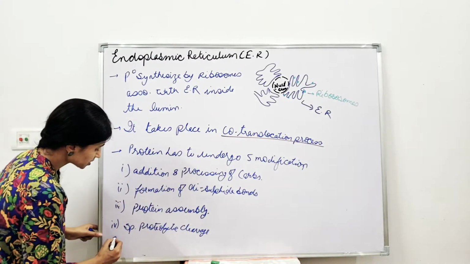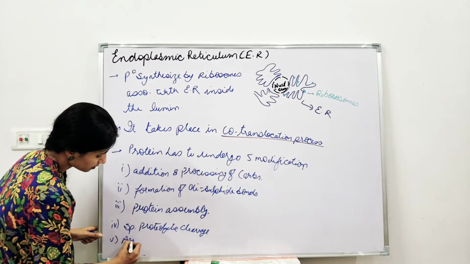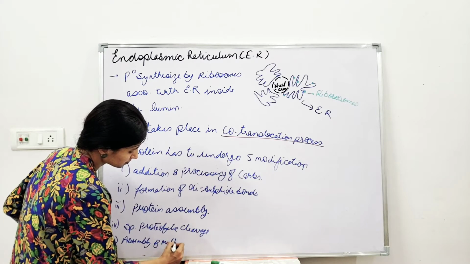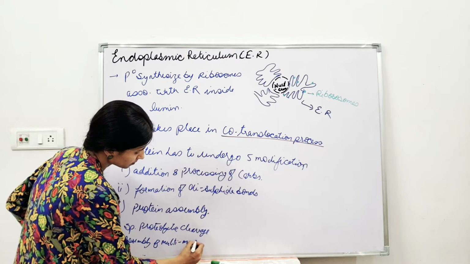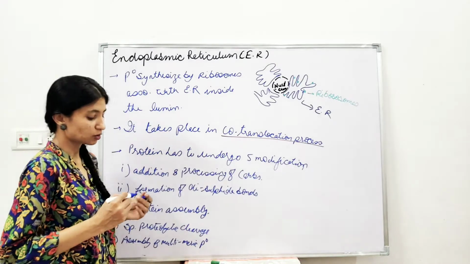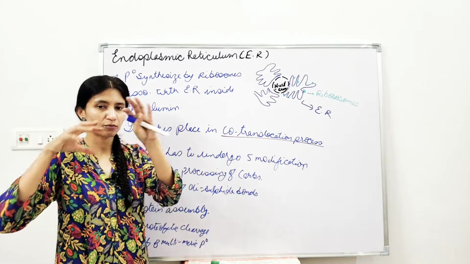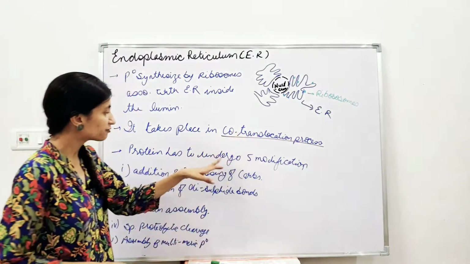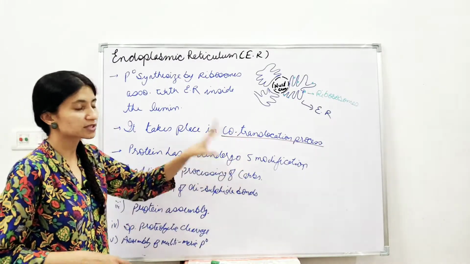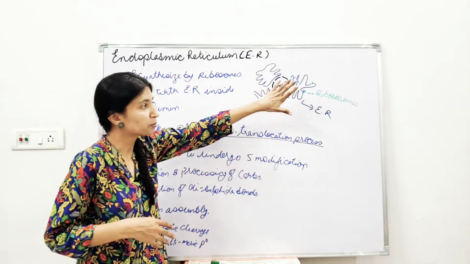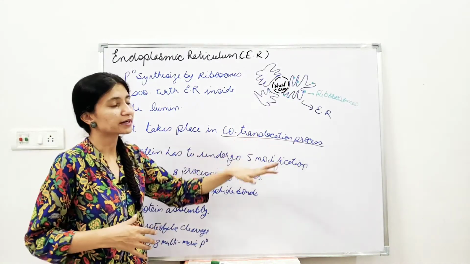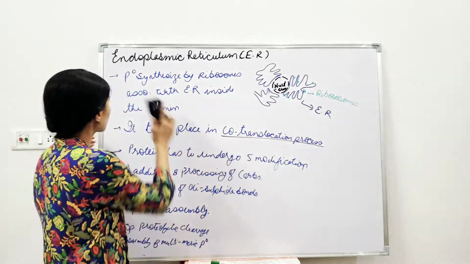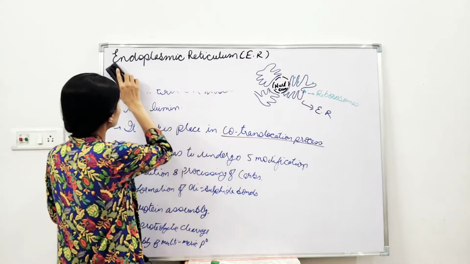And the last one is the assembly of multimeric proteins. This means that sometimes many proteins come together and make a big, different protein. So these are the 5 modifications that the protein has to undergo inside the lumen of the ER, during the co-translation process, from one process to another, or the transportation of that one. This is the function of the RER.